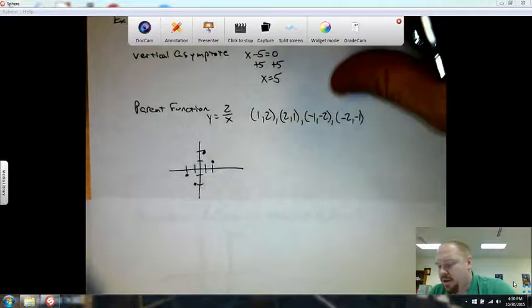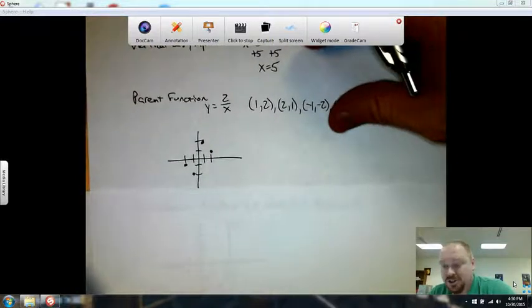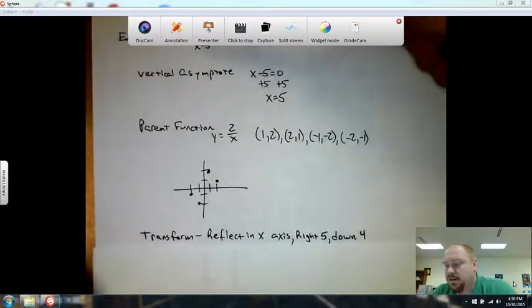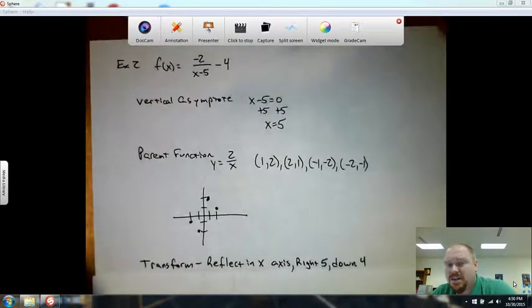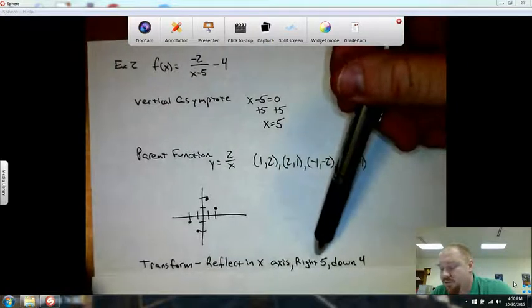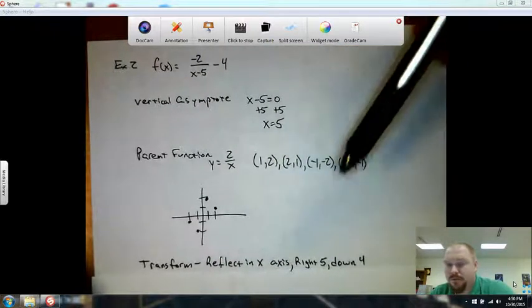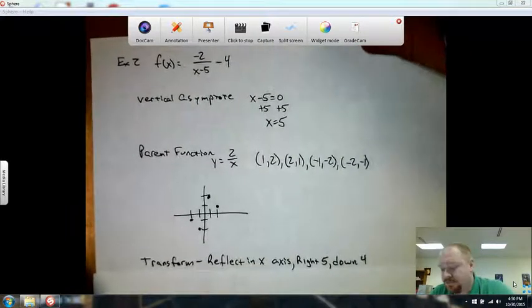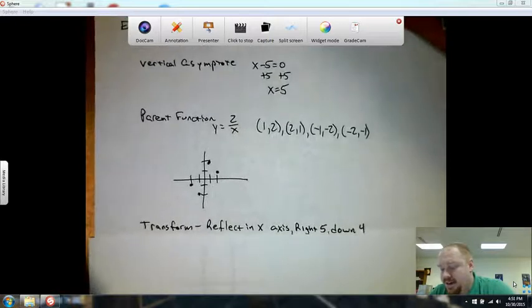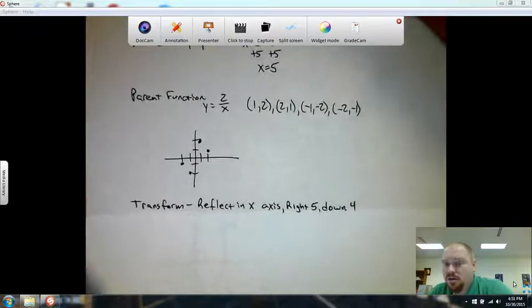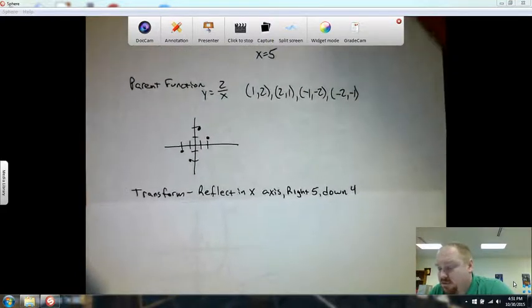Now I'm going to do my reflection. Because that first number was negative, that means because the a value is negative, I need to reflect in the x-axis. Then I'm going to shift right 5 and down 4. For the purpose of this example, I've used two different colors. I reflected using one color, and then I did my horizontal and vertical shifts using a different color.